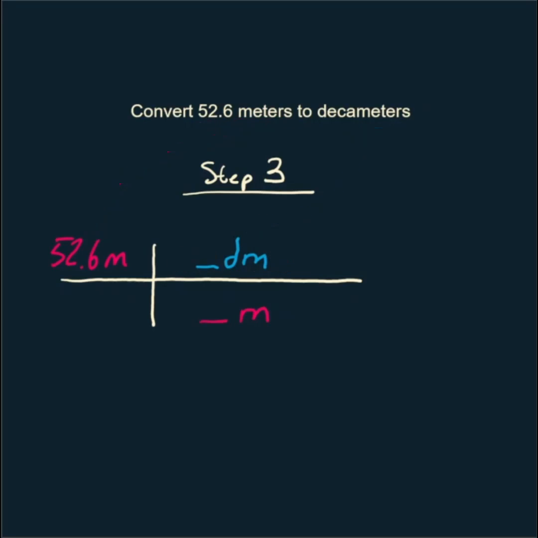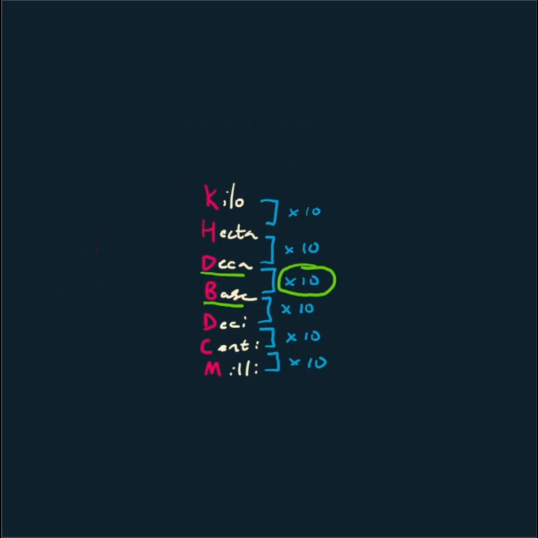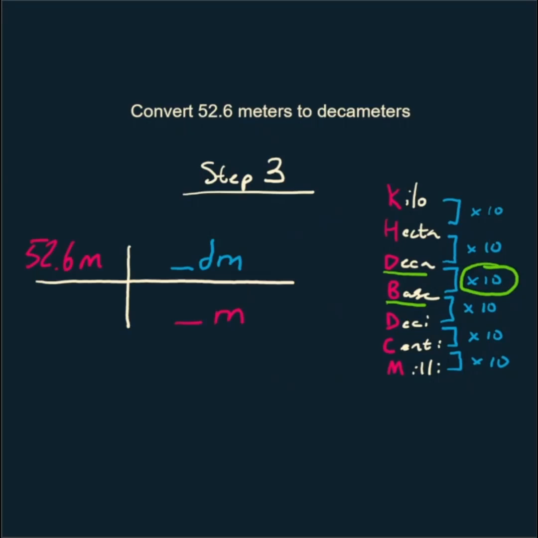Step 3 is to put in the values for the right side of the chart. As a reminder, the difference we had was a factor of 10 between meters and decameters. So we give the value that's higher up on the list a value of 1. Higher up as in higher up over here. And the lower units receive the factor that we determined previously, which was 10.